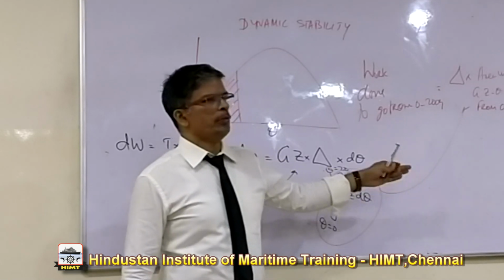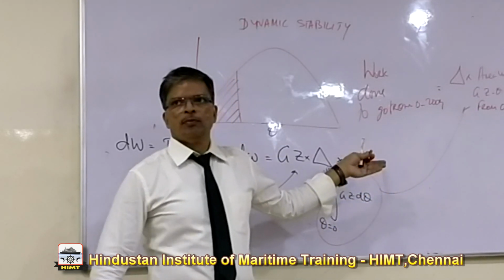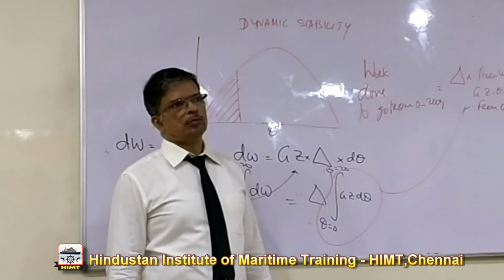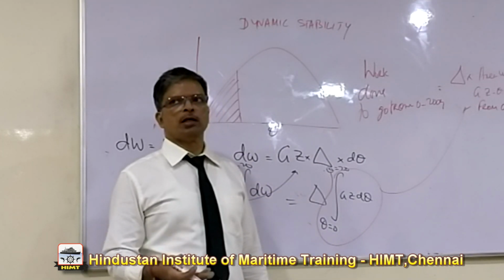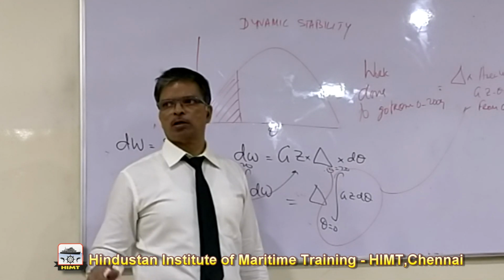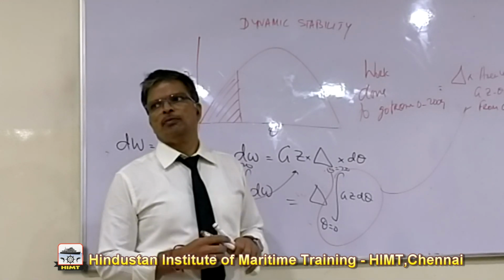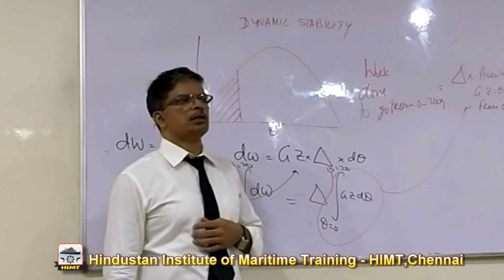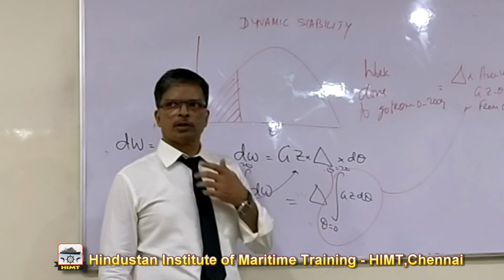This area will be in meter radian. Displacement will be in ton. To turn into SI units, you use 9.81 and all those. So this is a value which can be calculated for a ship.